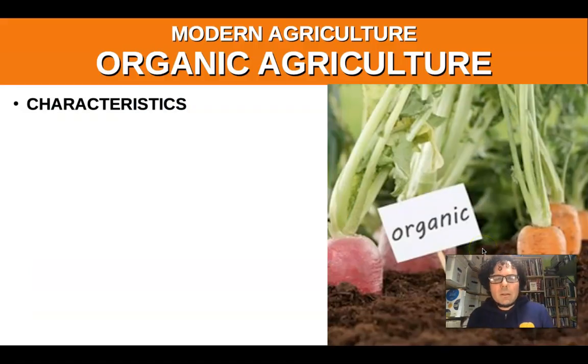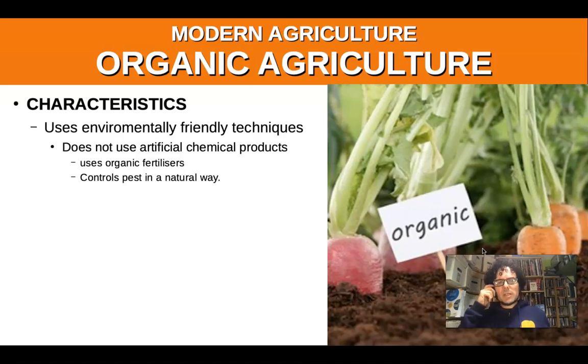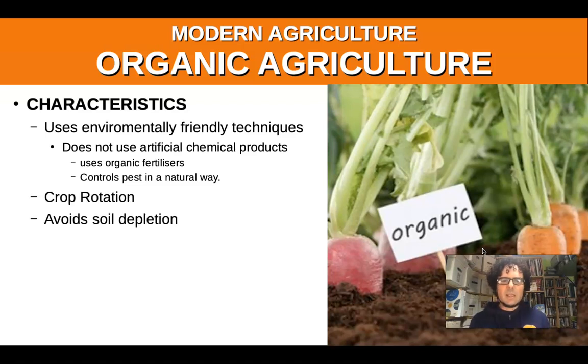Another type of modern agriculture developed in the last years is the organic agriculture. It uses environmentally friendly techniques, so it will not use artificial chemical products, uses instead organic fertilizer, and it controls pests in a natural way. It uses crop rotation, and this way it avoids soil depletion.